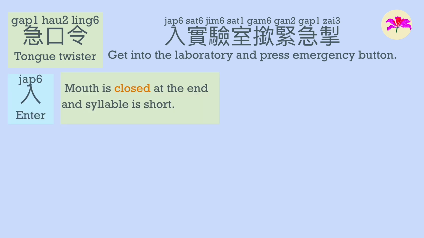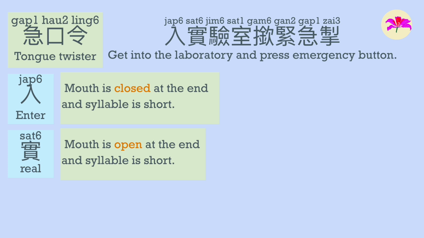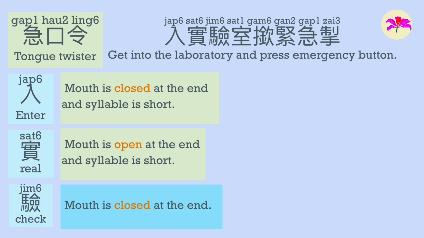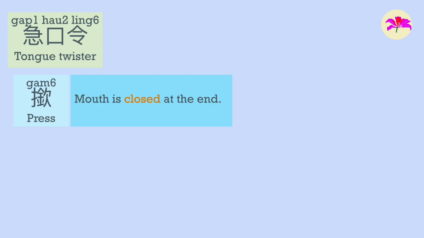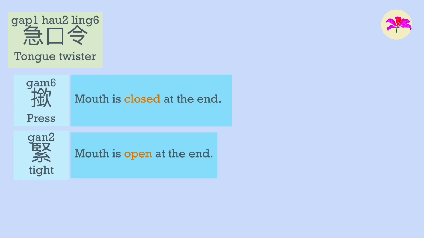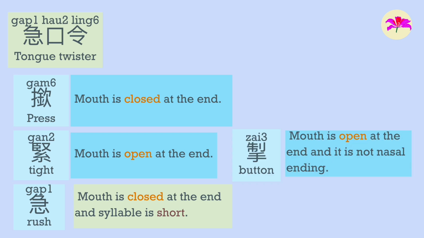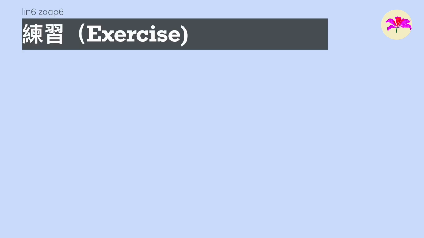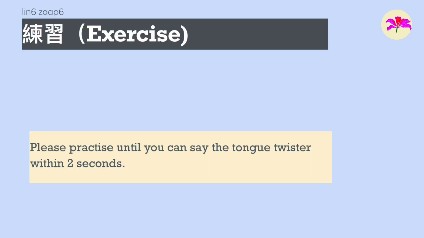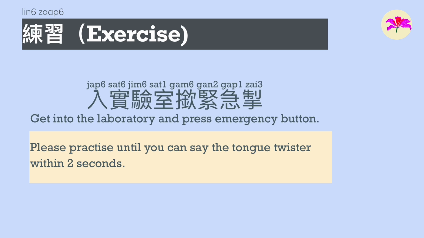入實驗室撳緊急掣. Please practice until you can say the tongue twister within 2 seconds. Like this. 入實驗室撳緊急掣 Get into the laboratory and press the emergency button.